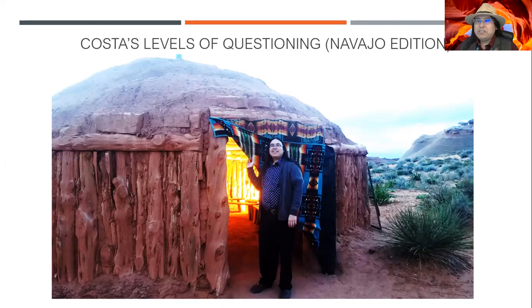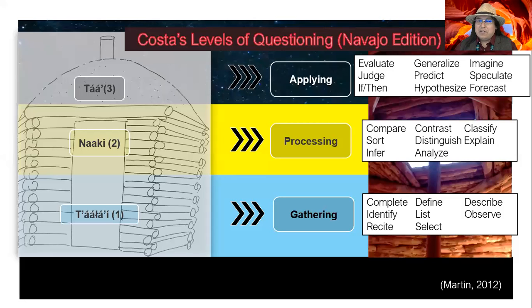So if I were teaching Costa's levels of thinking, one way that I could be culturally sensitive to the Indigenous people that I am teaching at Page High School or Page Unified School District, I could use something like a hogan. And here I just created my own Indigenous version of Costa's levels of questioning. I even have the Navajo words for one: ta'asai is one, nake is two, ta, three.